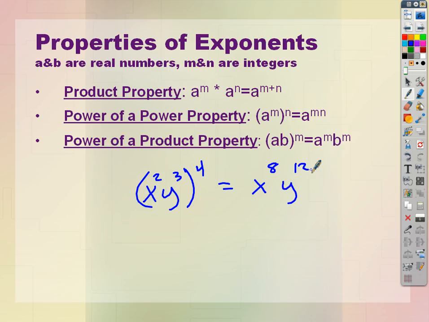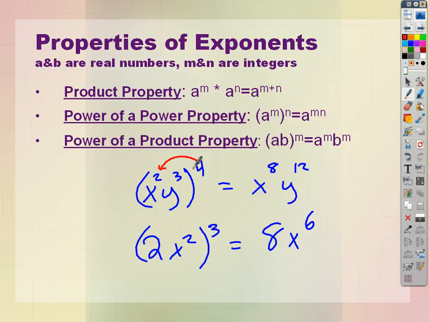Okay. What if I have 2x squared cubed? Okay, 2 cubed, x to the sixth. What is 2 cubed? 8. Okay, 2 cubed, which is 8, x to the 2 times 3. We distribute, and all I'm doing in each of these cases is distributing that power, right? Okay, one more while we're at it.